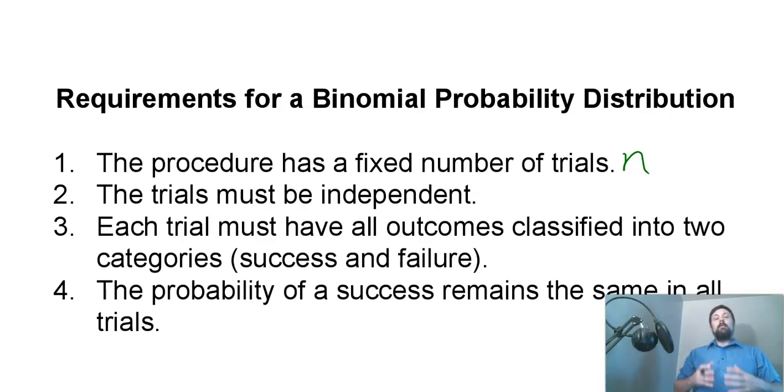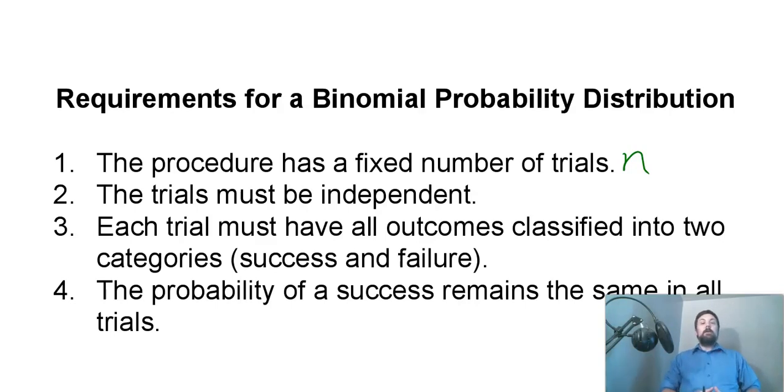Each trial must have all outcomes classified into two categories. Again, flipping coins is a really good example of this. So when you flip a coin, you either get heads or you get tails. There's two outcomes there. We're going to be looking at some other scenarios in this section.